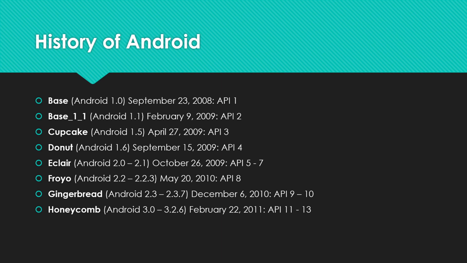Okay, then the next would be the base 1.1 version, which is the Android 1.1. So base 1 ang yung pangalan, base 1.1. This was released on February 9, 2009, and it supports API 2 packages. The third would be the Cupcake Android version, Android 1.5, released the same year on April 27, and supports API 3 packages. Next would be the Donut.